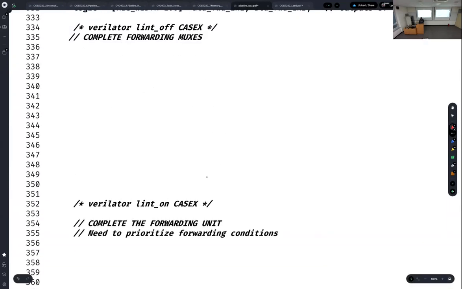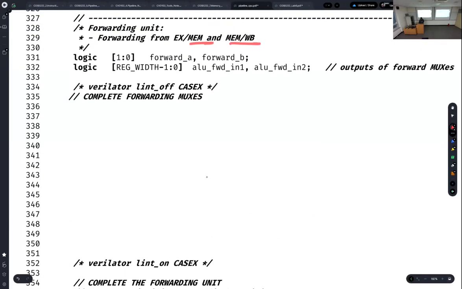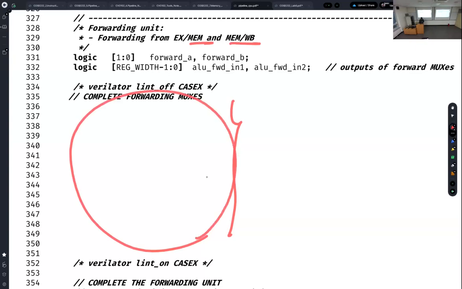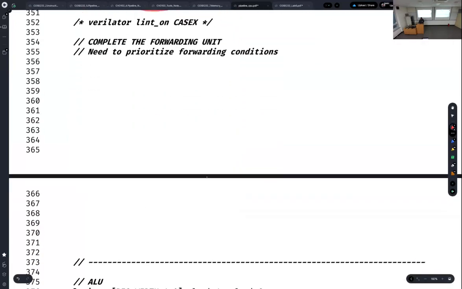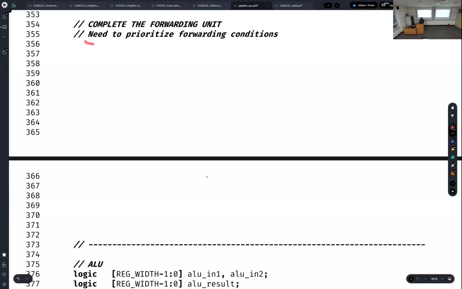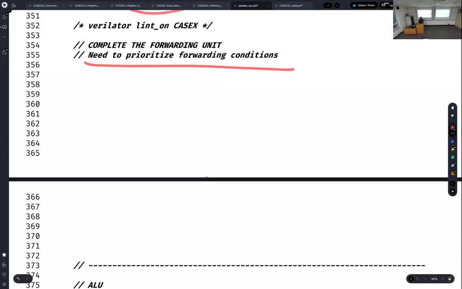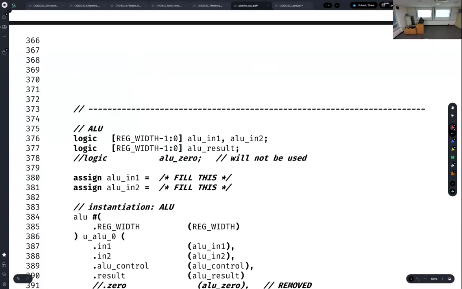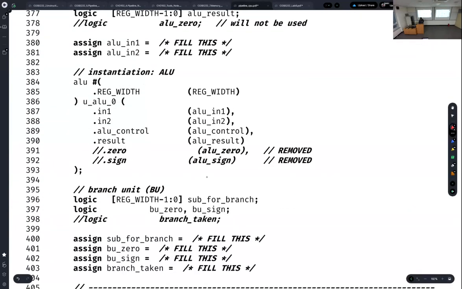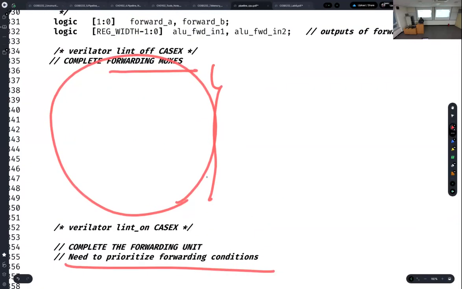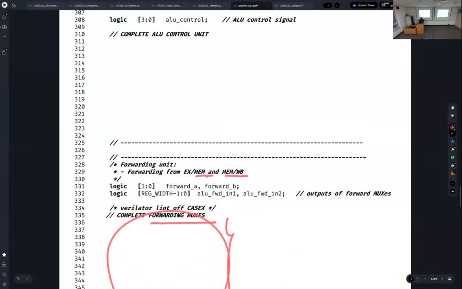In this part you need to implement the forwarding multiplexers, and then you need to implement the forwarding unit. It's a control unit. Then you need to prioritize forwarding conditions.